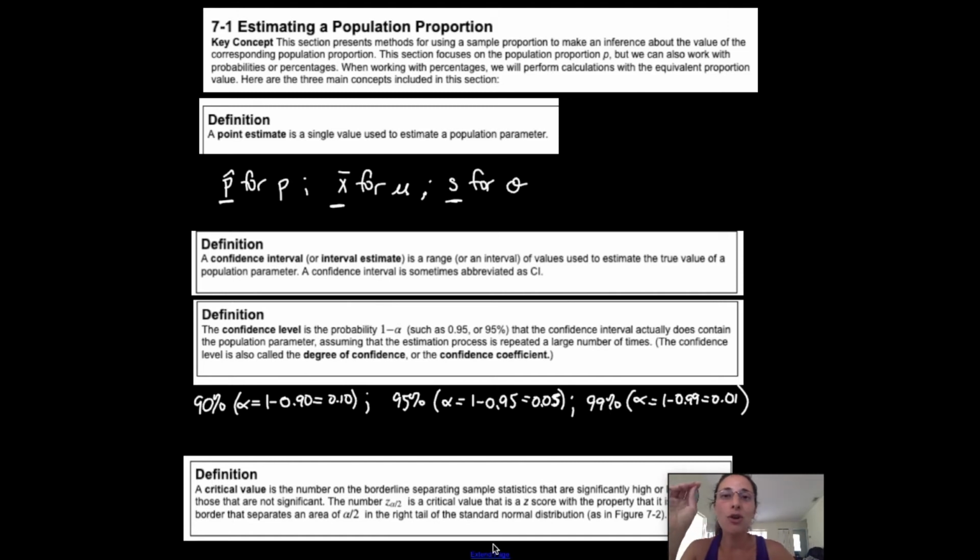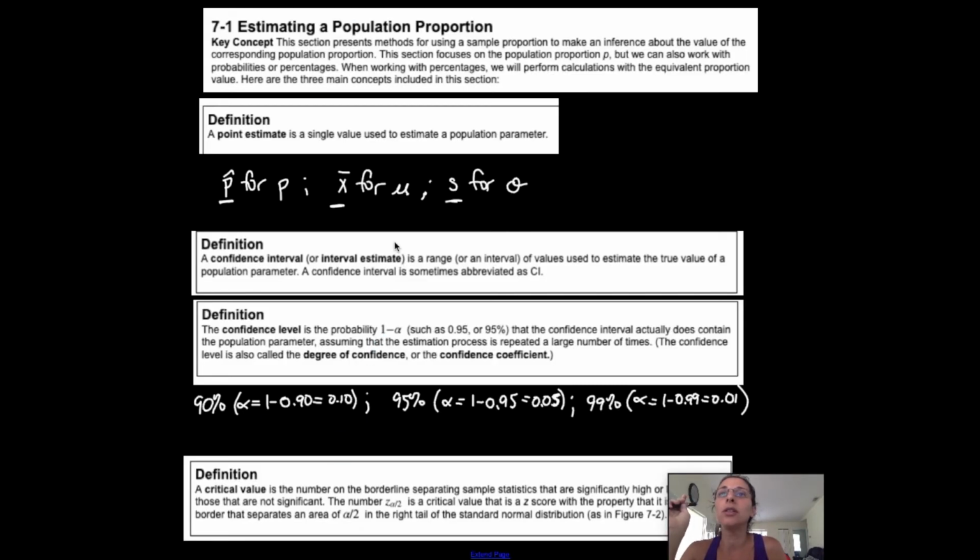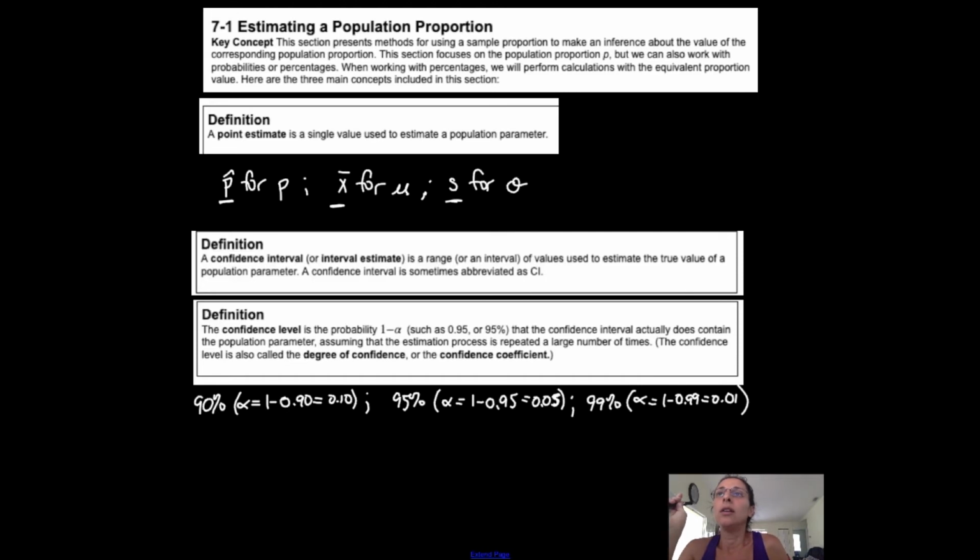And then I'll bring up the words again. Critical values. We talked about critical values before. It should seem familiar. Let me bring this to the next page actually. I might practice finding a critical value before I do anything else. Critical value is the number on the borderline separating sample statistics that are significantly high or low from those that are not significant. Z of alpha over 2 is a critical value that is a z-score with the property that it is at the border that separates an area of alpha over 2 in the right tail of a standard normal distribution.